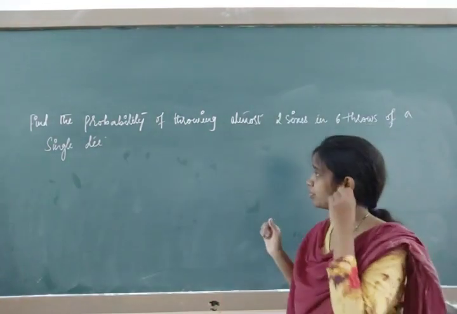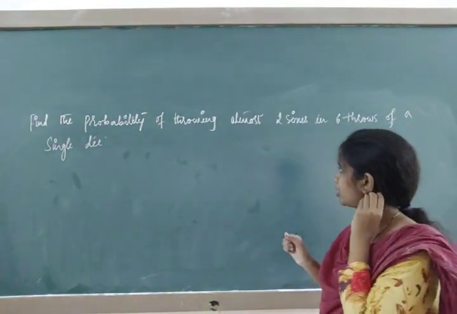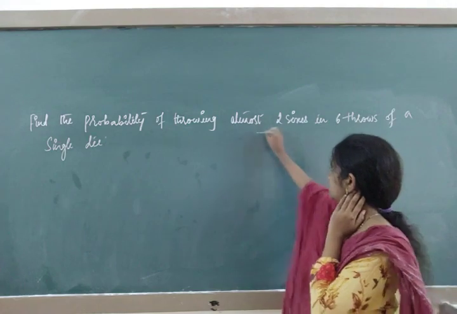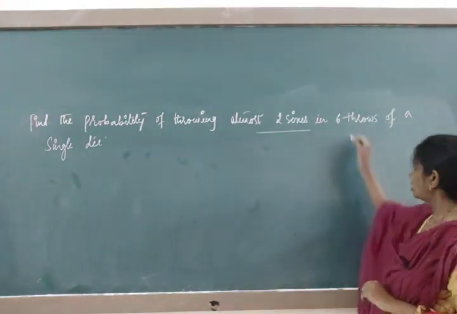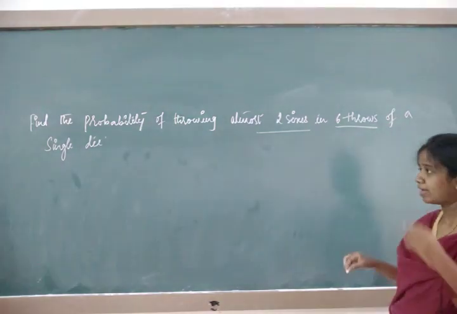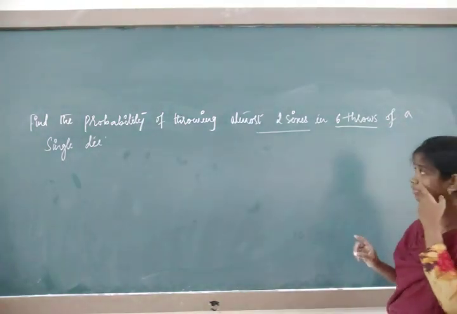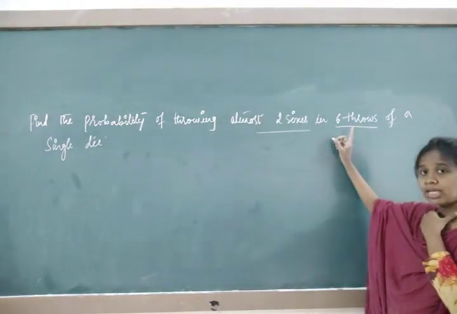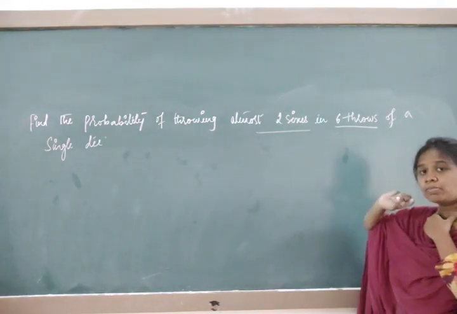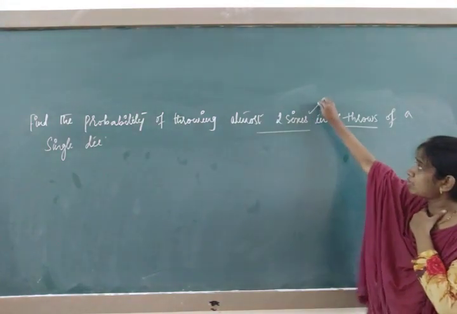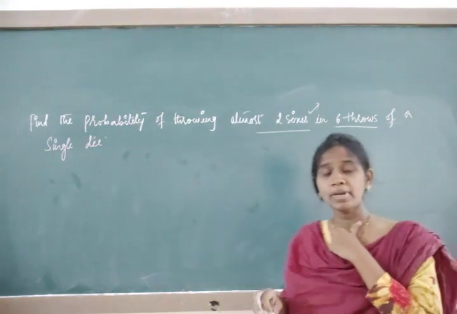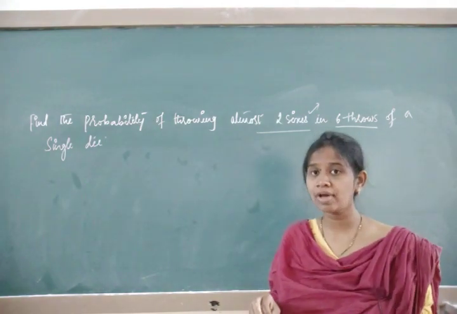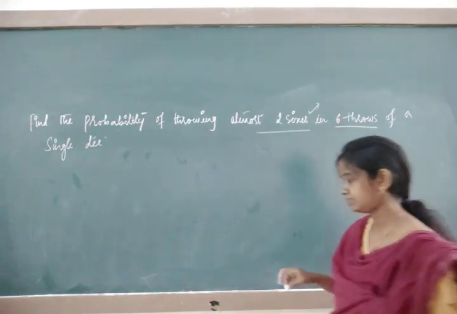I have written one of the problems again. Find the probability of throwing at most 2 sixes. This is K value, because at most is there. In 6 throws of a single die, this is n value. So in the question n value we got. What about P value? We are dealing with the 6. So in the die, the 6 will be written how many times? Only one time. Therefore P value will be 1 upon 6.